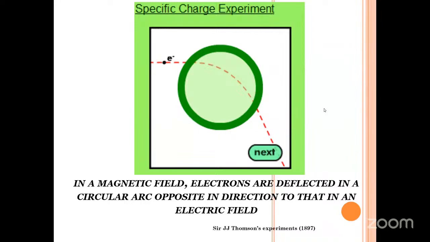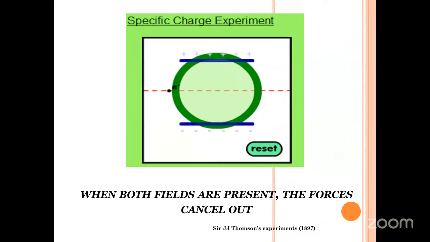So what we see here, look at this. The electric field and magnetic field are both present. The electric field is typified by these plates, the positive and negative, and the magnetic field by the circular arc. And you can see the electron is not deflected because those fields are present and their forces cancel out. Now, this is the background. This is the knowledge that was available. Now, what did we do with this knowledge to help us?